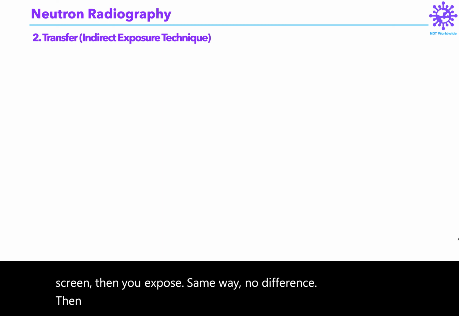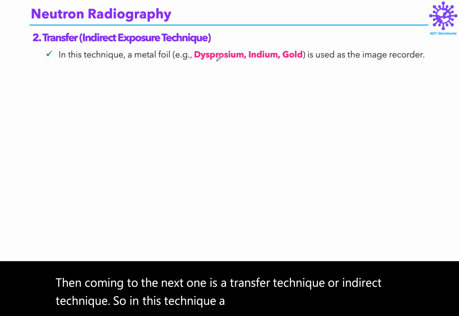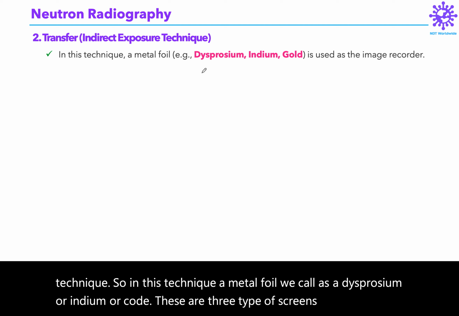Then coming to the next one, the transfer technique or indirect technique. In this technique, a metal foil we call dysprosium, indium or gold, these are the three types of screens we need to use.